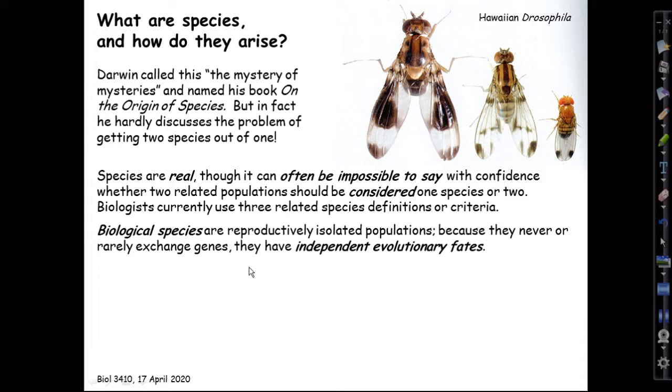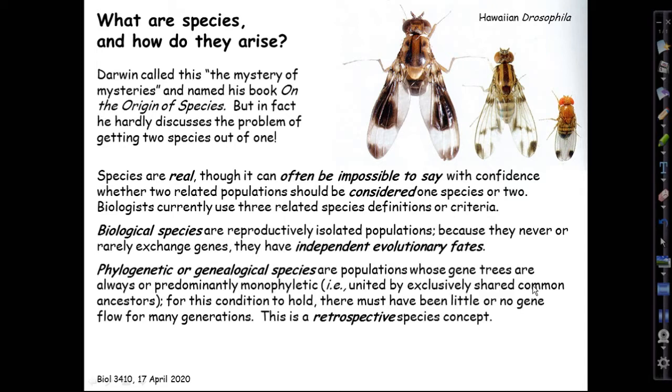Biological species are reproductively isolated populations. Because they never or rarely exchange genes, they have independent evolutionary fates. Phylogenetic or genealogical species are populations whose gene trees are always or predominantly monophyletic, which is to say, they're united by exclusively shared common ancestors. For this condition to hold, there must have been little or no gene flow for many generations.